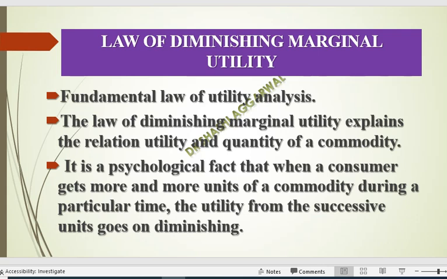The law of diminishing marginal utility is also called the first law of Gossen. It's a fundamental law of utility analysis which we experience in daily life. It explains the relation between the utility and the quantity of a commodity, and it's a psychological fact. When we consume more and more units of a commodity during a particular time, the utility from the successive units goes on declining. Like if you're feeling hungry, definitely you will start eating the food. As you consume more chapatis, the utility derived from each successive chapati goes on diminishing.